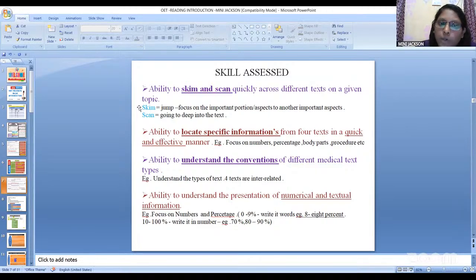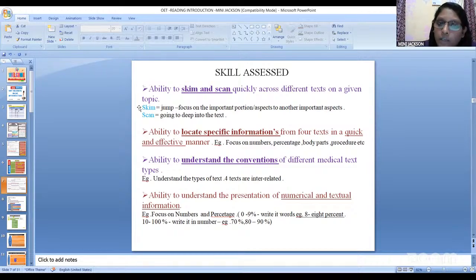Scan means going deep into the text. As medical professionals, we know how we go for scanning and why. We can go for an X-ray, and maybe we can find the problem if the patient has breathing difficulty. But if the patient has a problem with something else, we need to go for an MRI scan or CT scan. That means we go for a deep study of the person's lungs. In the same way, in the text we have to focus.